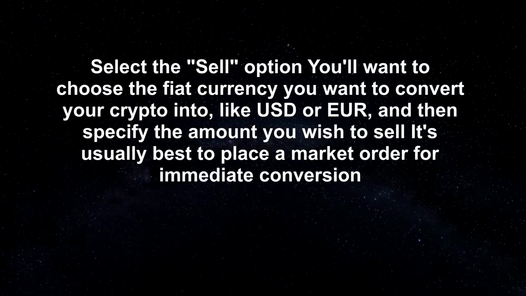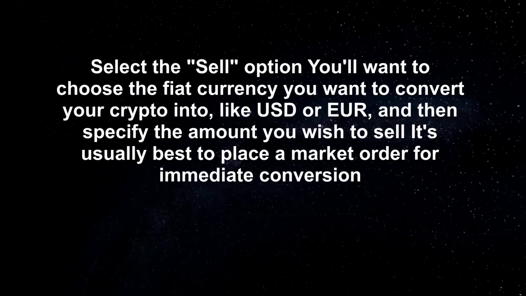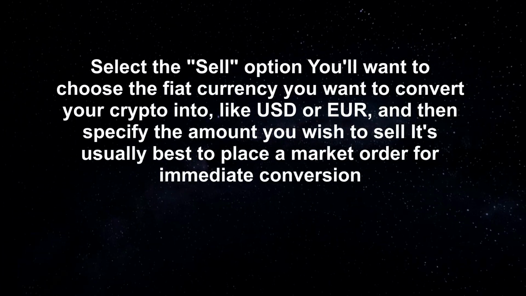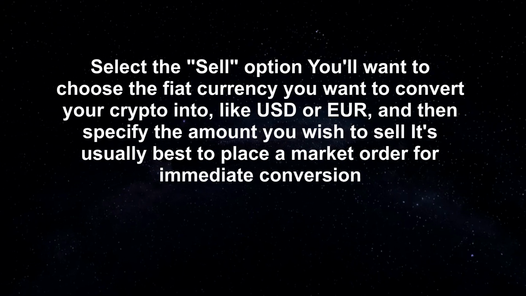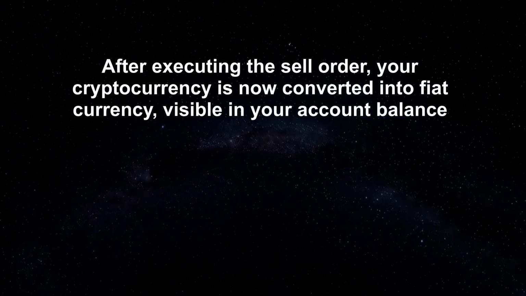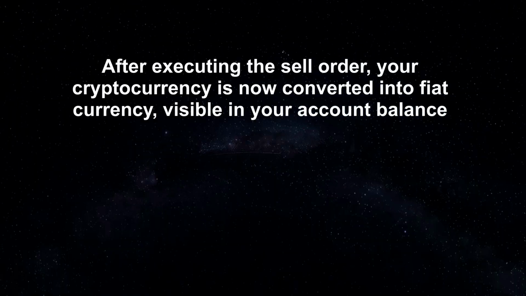Select the Sell option. You'll want to choose the fiat currency you want to convert your crypto into, like USD or EUR, and then specify the amount you wish to sell. It's usually best to place a market order for immediate conversion. After executing the sell order, your cryptocurrency is now converted into fiat currency, visible in your account balance.